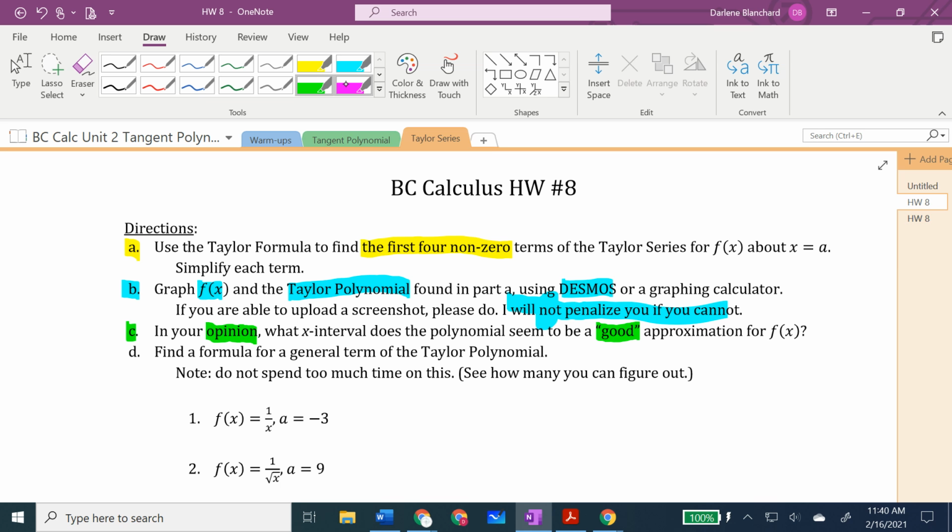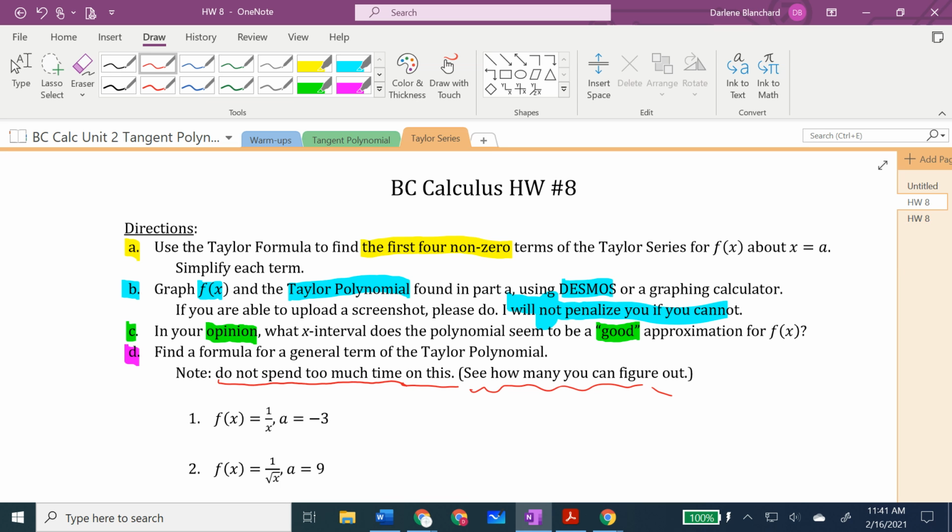Part D, I don't want you to spend too much time. Do not spend too much time on this. If you have 3 or 4 academic classes right now, or if you are working at the same time, some of you don't have the time. And I don't want you to spend too much time. That's why I say see how many you can figure out within a reasonable amount of time and then let it go. So what does that mean?